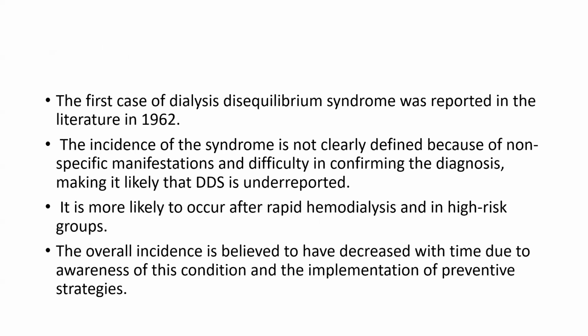So the first case of dialysis disequilibrium was reported in literature in 1962. The incidence of this syndrome is not clearly defined because of non-specific manifestation and difficulty in confirming the diagnosis, making it likely that dialysis disequilibrium syndrome is underreported. It is more likely to occur after rapid hemodialysis and in high-risk groups. The overall incidence is believed to have decreased with time due to awareness of the condition and implementation of preventive strategies.